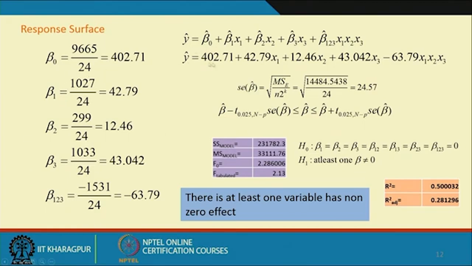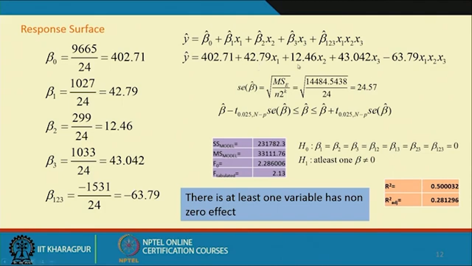And then what is our response surface? Response surface is beta 0 plus beta 1 x 1, beta 2 x 2, beta 3 x 3 minus this, because this is what is negatively influencing. Okay. So, this is our response surface.